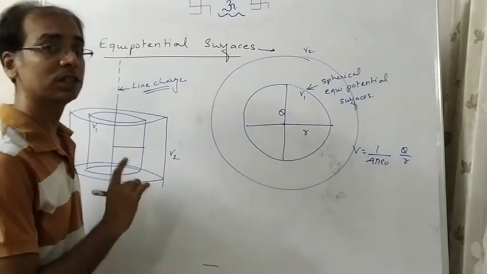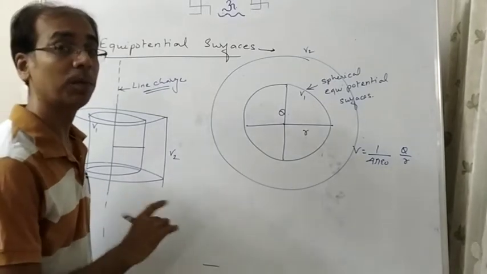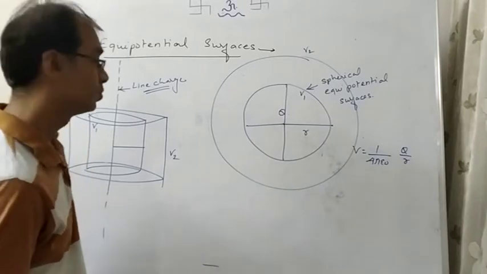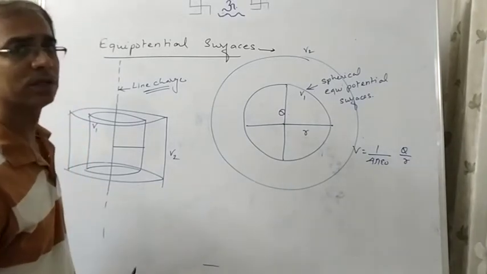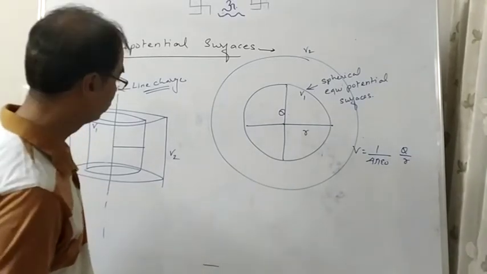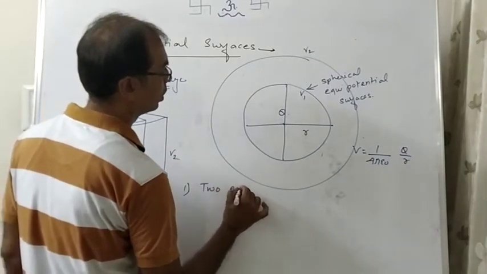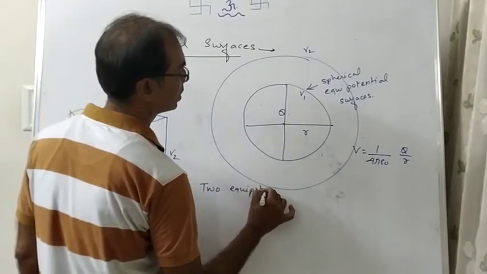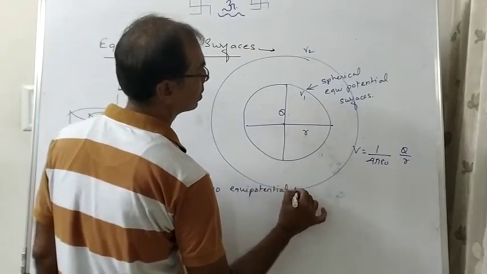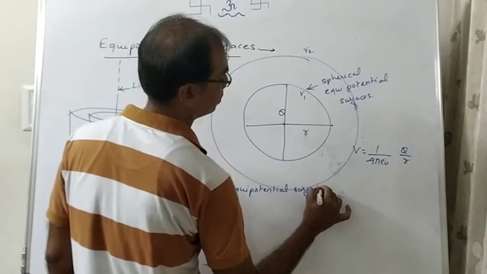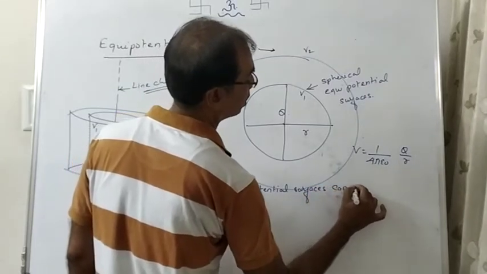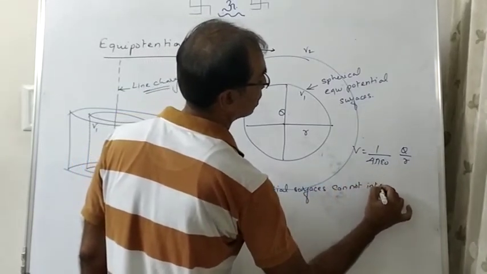Now what are the properties of equipotential surfaces? As usual, the first point: two equipotential surfaces cannot intersect each other.